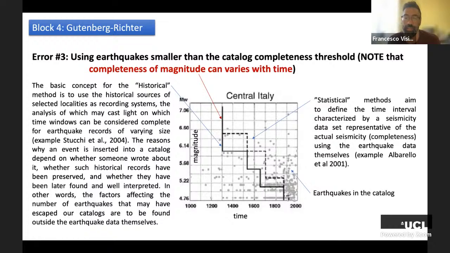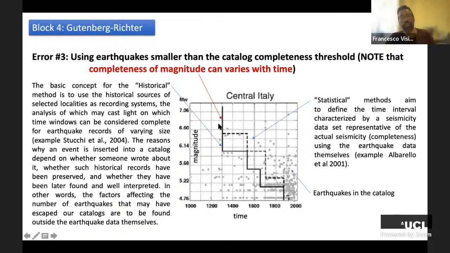The other error is the completeness, if the completeness of our catalog varies with the magnitude. This is because I usually use historical and instrumental earthquake catalogs, so I have to define what is the period of completeness, and there are two main models. This is an example for central Italy, with the solid curves the results of the historical completeness approach and the dashed lines the statistical approach. And you can see there are different thresholds.